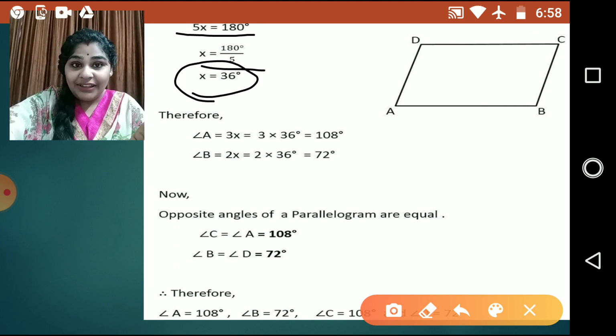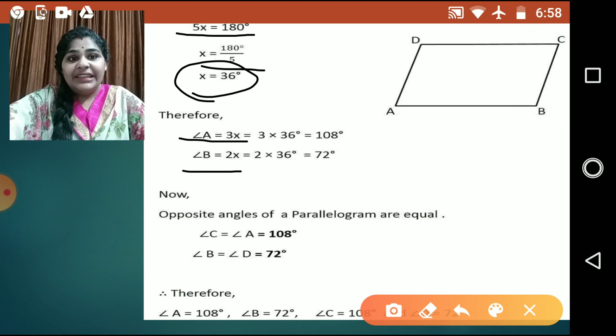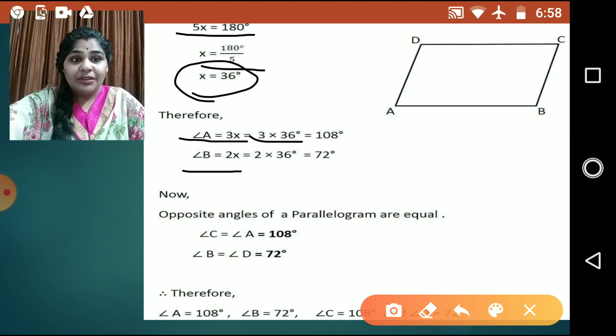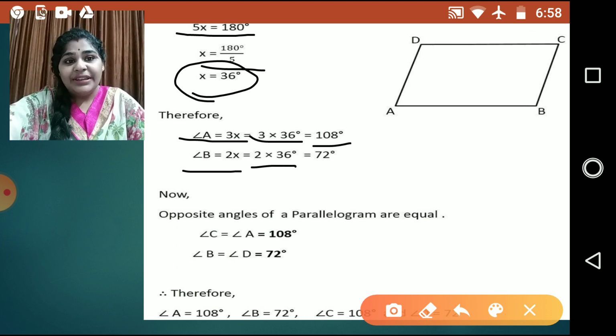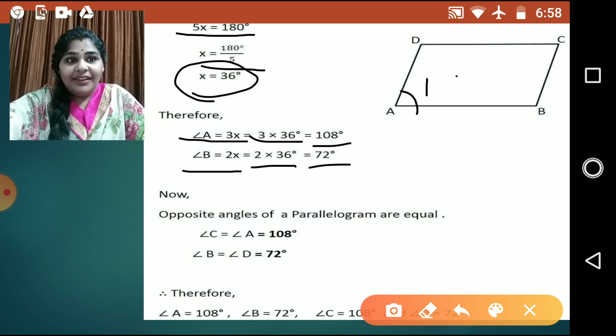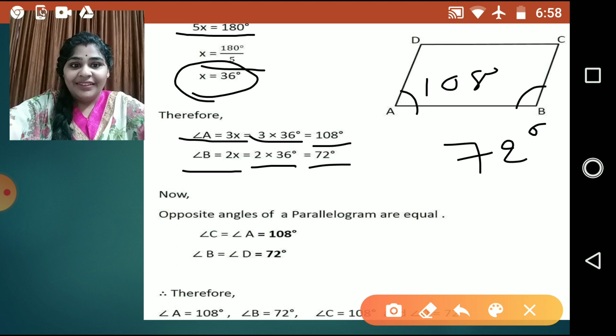Now once we got the value of x, we will substitute in our values that we have, that is angle A is equal to 3x and angle B is equal to 2x. So 3x is nothing but 3 into 36, substituting the value of x. So 3 into 36 will be equal to 108 and 2x, that is 2 into 36, is 72 degrees. That is angle A is 108 degrees and angle B is 72 degrees, right?